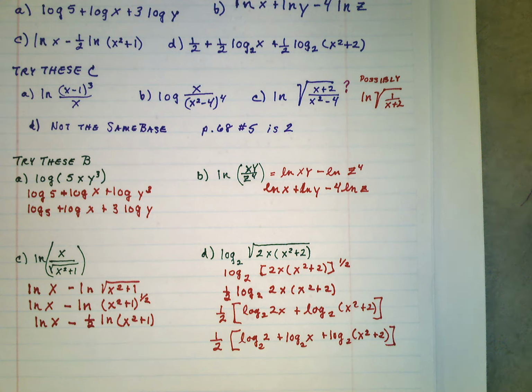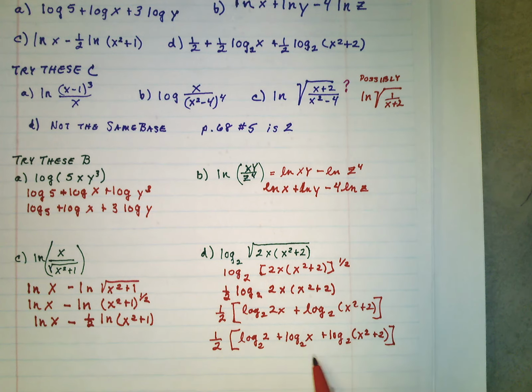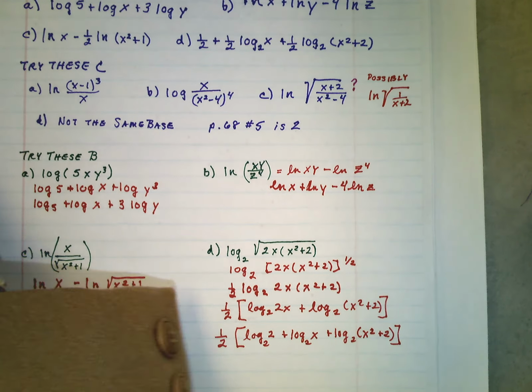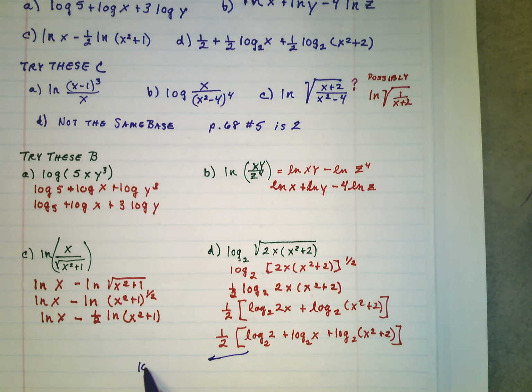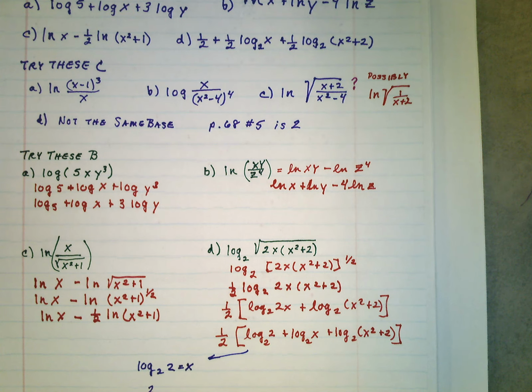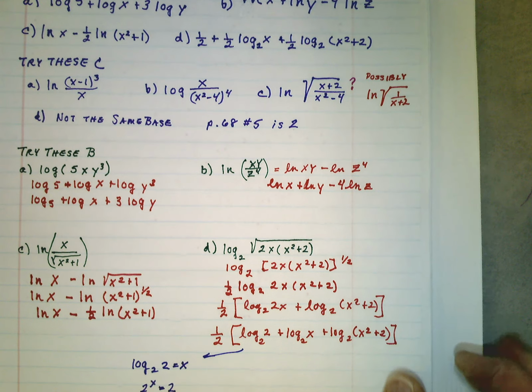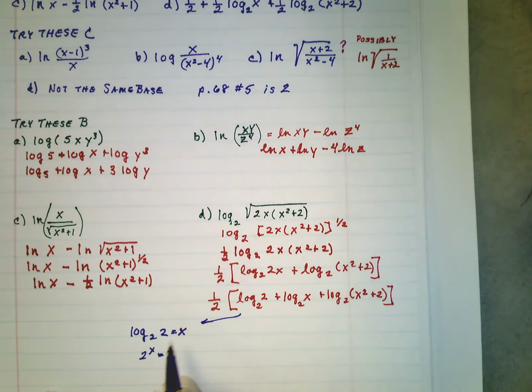Now there's a crazy thing happening here. Right here. This is its own little beastie. We have log base 2 of 2. Now if we rewrite that in exponential form, this says 2 to the x equals 2. And x is going to equal 1. Because we're asking what power do you put on 2 to get 2? And that would be the first power.